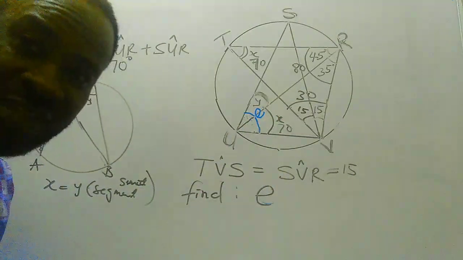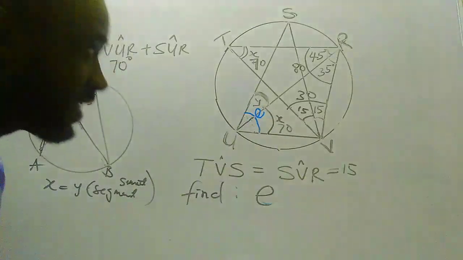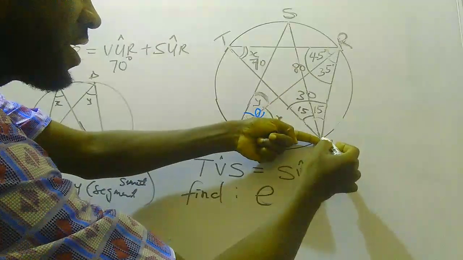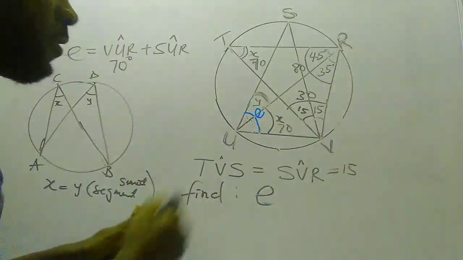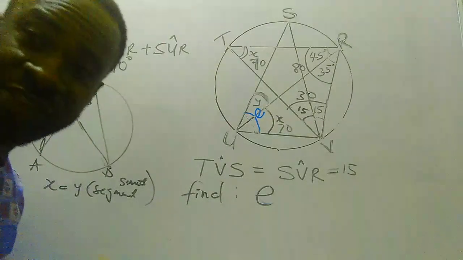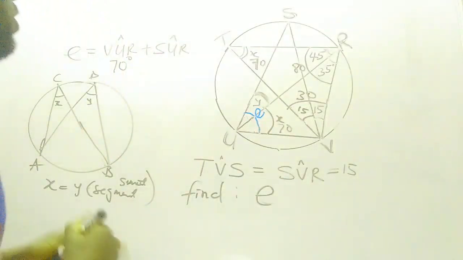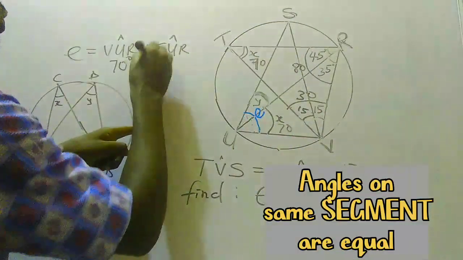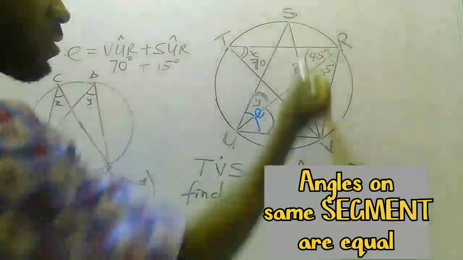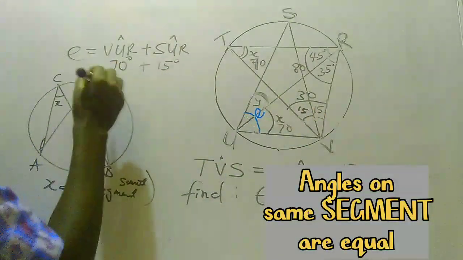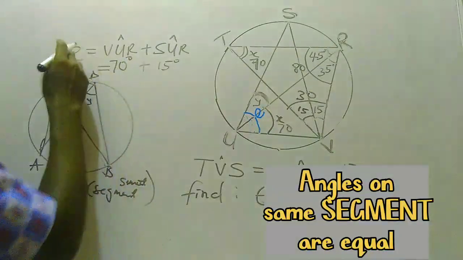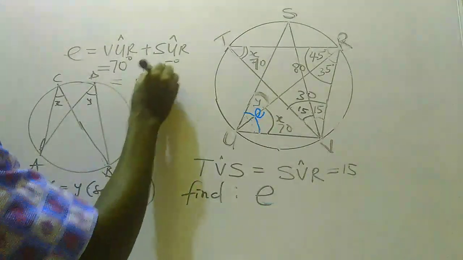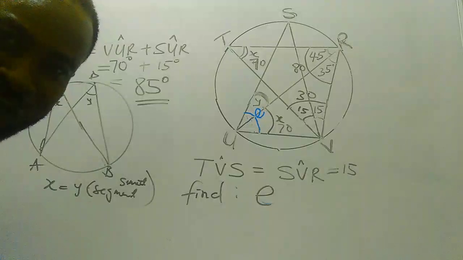You look for another angle that this same arc SR is sustaining. Let's follow this SR again. You follow this SR, you can see it's landing in V. And what angle is there? 15. Therefore, our Y is also 15. Our reason is angles on the same segment. Remember this Y is the same thing as SUR. So this SUR is 15 because it's an angle on the same segment as this. So that makes the value for E now 70 plus 15, which is 85 degrees. And this is the solution to this problem.